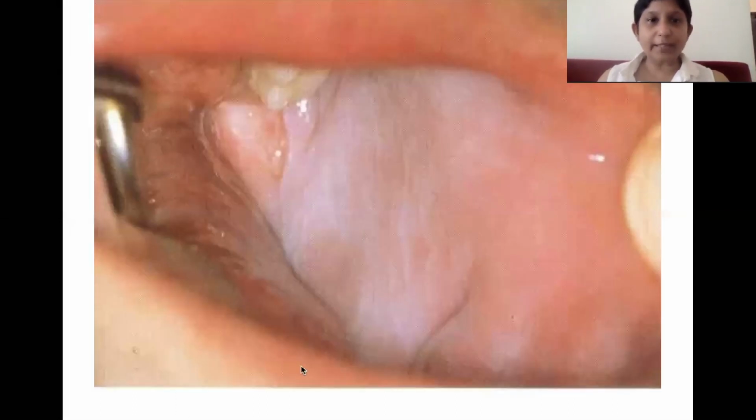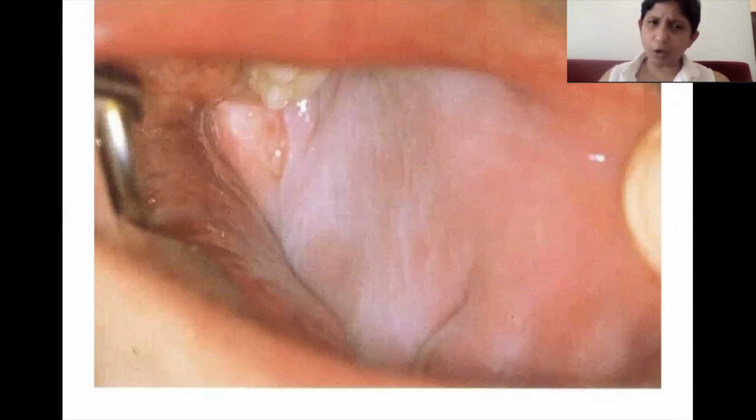It's a white opalescent lesion. Now look at the picture. You can see that there's a white area, but you really can't appreciate where the white area is blending into the normal mucosa. So it's a very opalescent stage. Okay. So this is called leukoplakia, very commonly seen.